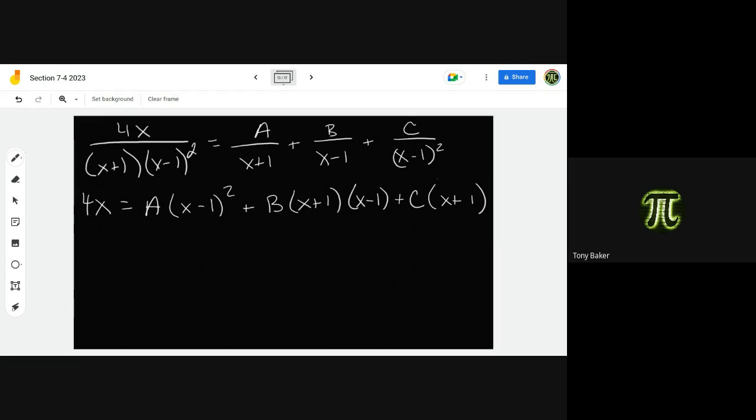That's why I said this time I wasn't necessarily looking at these pieces. I was looking at what was missing from my original problem, because that's my common denominator. So what do I have to multiply each of those parts by to get that common denominator?